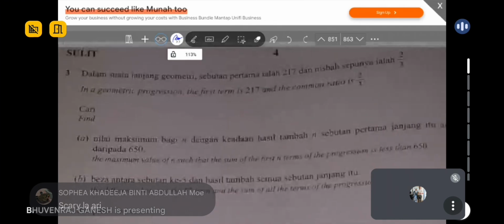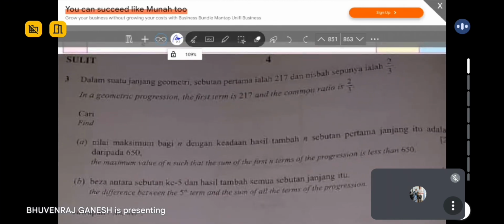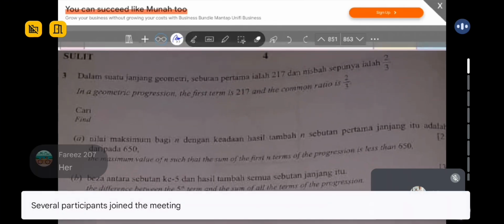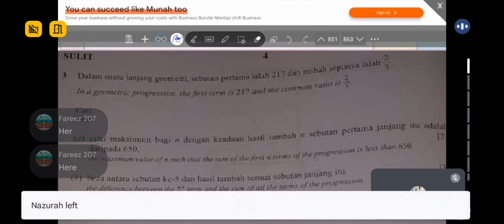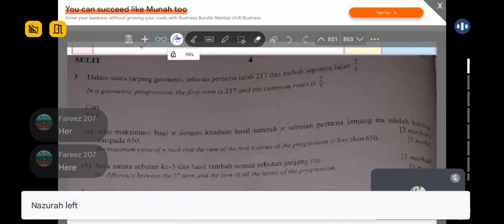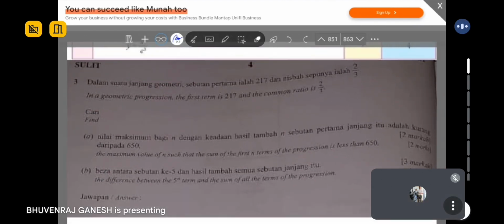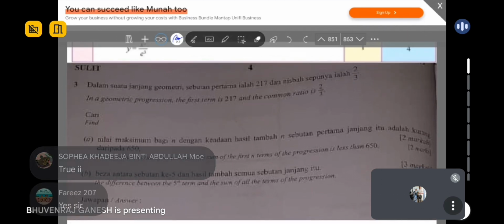Janganlah. Kamu kena berminat tau guys untuk jawab. Bila kamu ada peluang nak jawab, itu adalah peluang kamu untuk faham soalan. Betul kan? When you guys get called, at least you have an opportunity to answer the question. Test your knowledge. Am I right? Okay, Faris ada di sini.